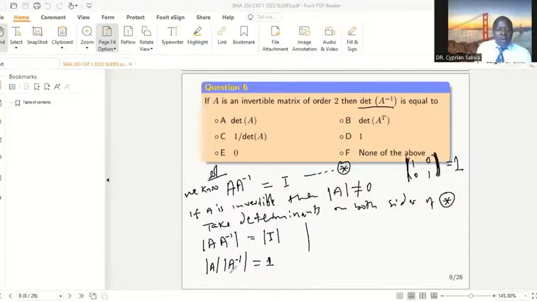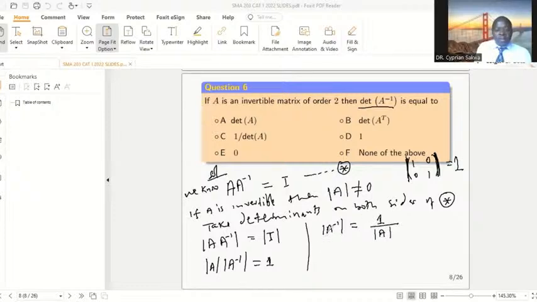Now what I want to get is the determinant of A inverse. That means I divide on both sides by the determinant of A. So I would have 1 out of the determinant of A. And of course, we've already said that the determinant of A is not 0. So that means this division is possible, because we should not divide by 0.